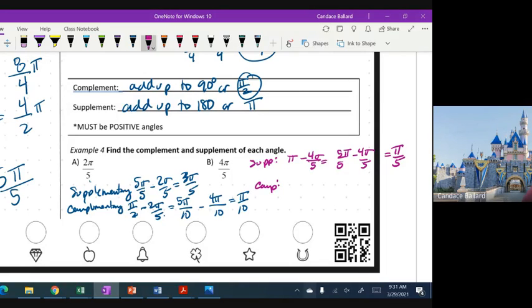For complementary, okay, I am going to subtract pi over 2 minus 4 pi over 5. And again, we would get our common denominator of 10. So the first one I multiply by 5. The second one I would multiply by 2. And it's okay, we are going to end up with a negative complementary angle, and that's all right. So negative 3 pi over 10. I'll give you a minute to catch that up there.